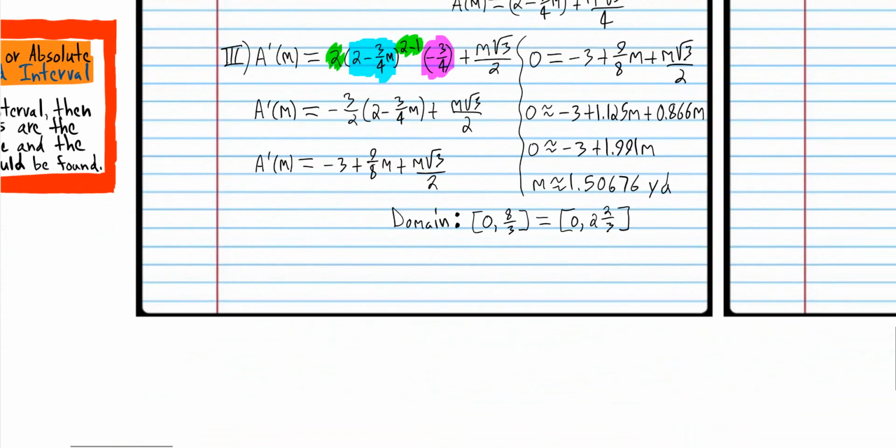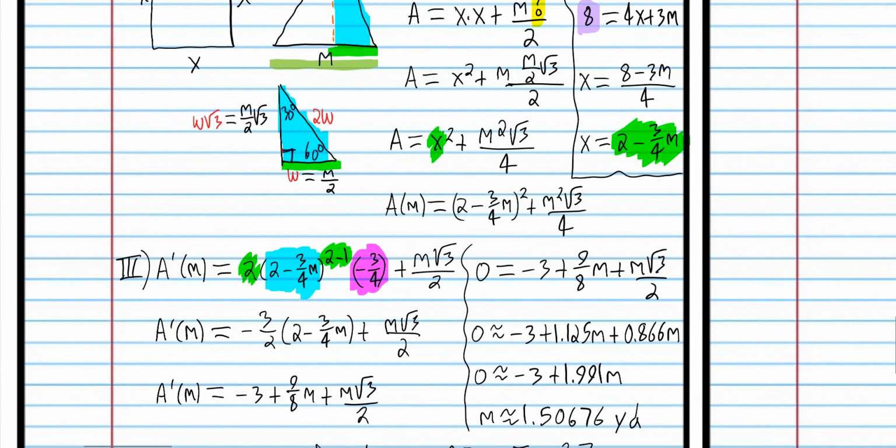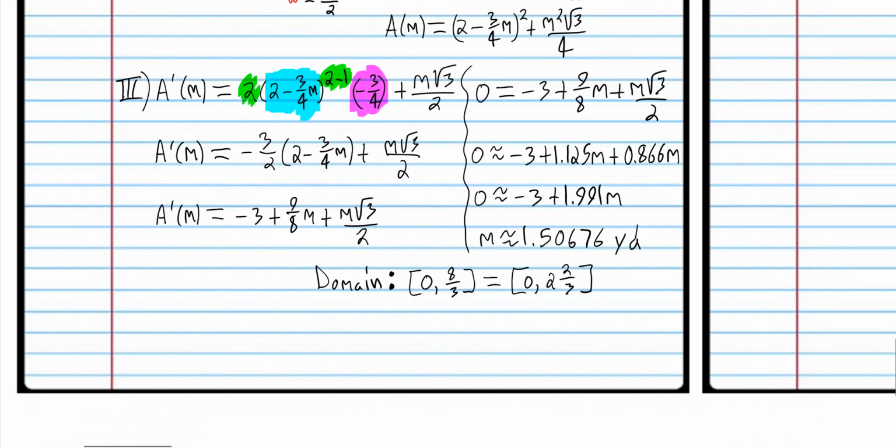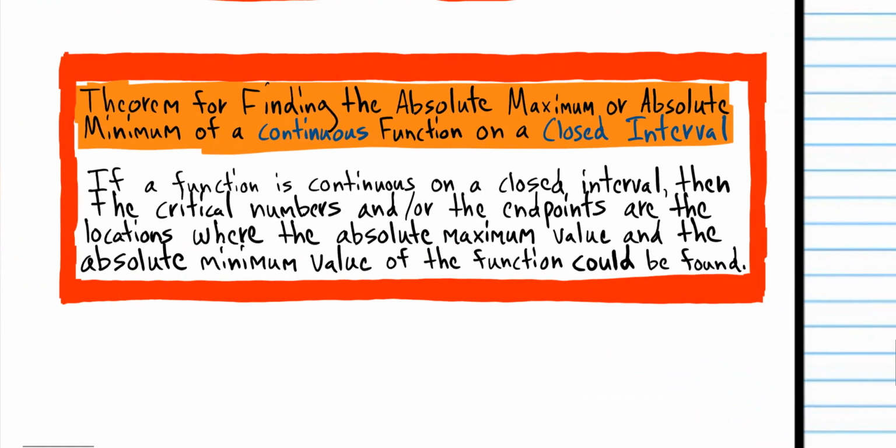So again, here we have a closed interval, and we also have a continuous function. If you look at this pale green function here, that's a continuous function. There's no m value that's going to make it undefined. You can plug in any m value you want, you're going to get an output. So it's a continuous function, and it's a closed interval. So in that situation, you don't need to use the first derivative test. All you have to do is use this theorem here.